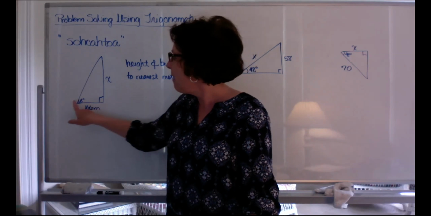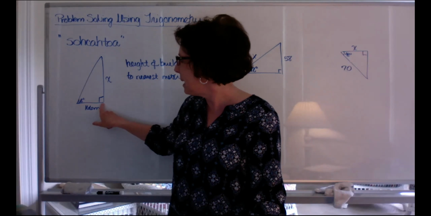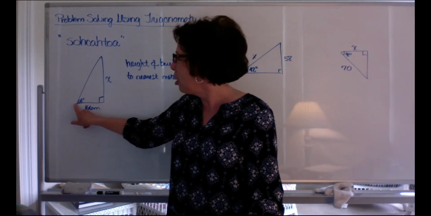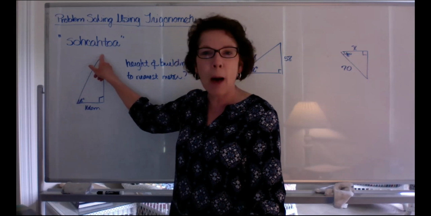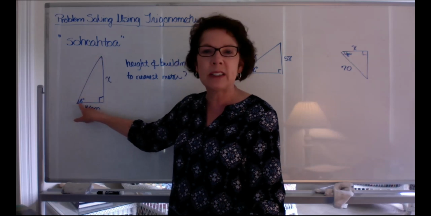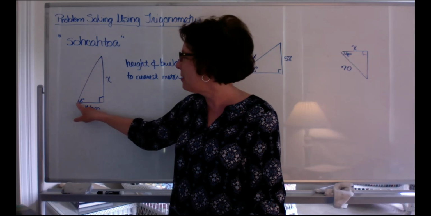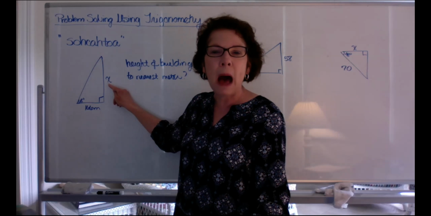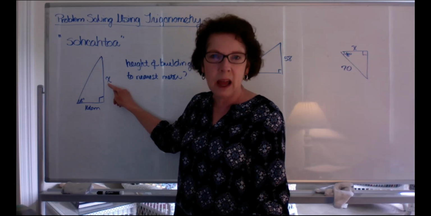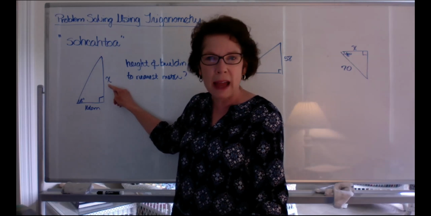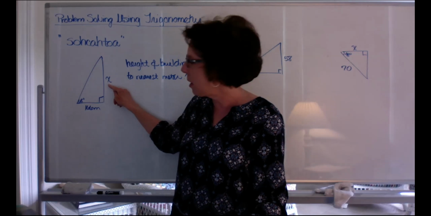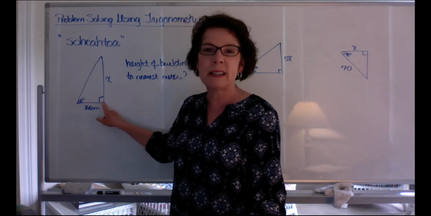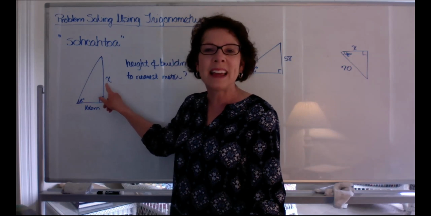Okay, so if I'm standing 166 meters away from the edge of the building, and I'm looking up at the top of the building at an angle of 68 degrees, I can find the height of the building. So if this angle is 68 degrees, and this distance is 166, what is this measurement?